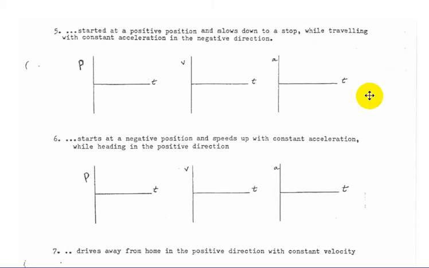Hopefully you had an opportunity to finish off these last few questions. Just a warning here, I think this number 5 one is likely the most difficult one on the whole sheet. Let's take a look. So starting in a positive position, this one's tricky. Slows down to a stop while you're traveling in a negative direction.